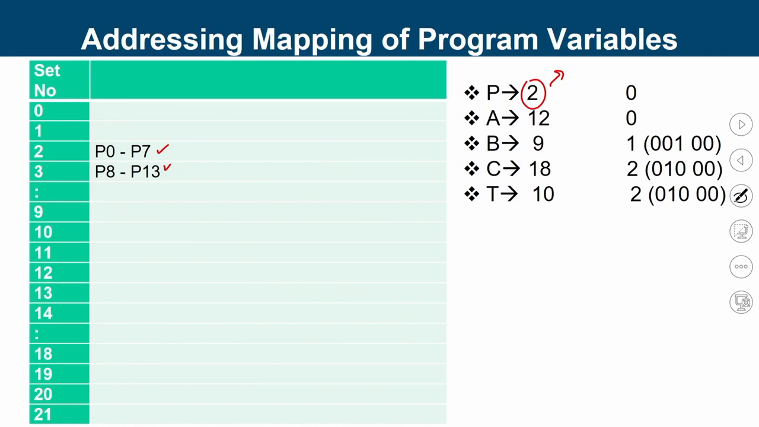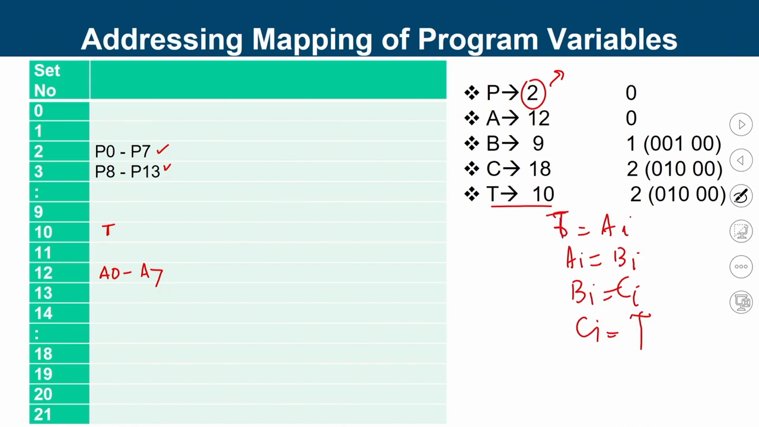Now we have to understand that the first step you do is T equal to A of 0. T is set number 10, so here your T will come, and then your A will come into set number 12. Here A0 to A7 will be loaded. So the set of lines that you execute is T equal to A of I, B of I equal to C of I, and C of I equal to T.